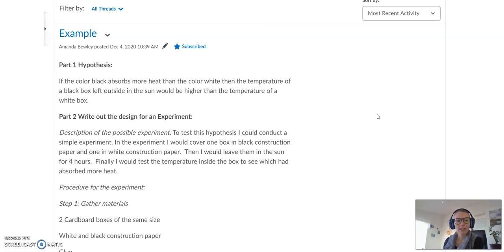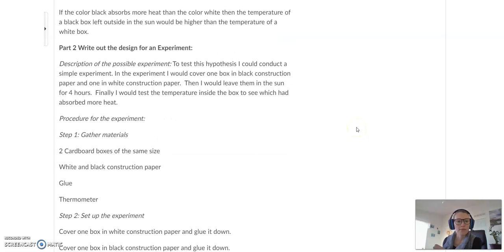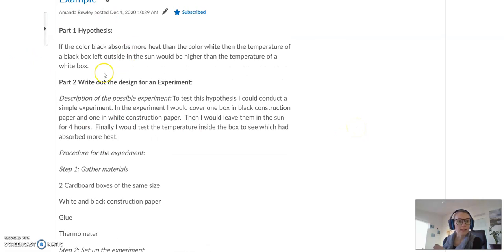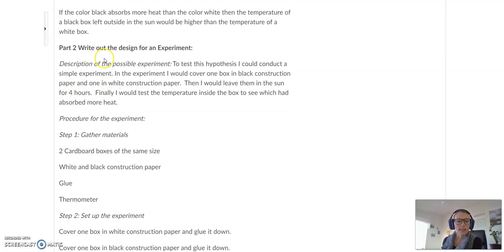So think of some different ideas about absorption, how heat is taken in versus how heat is reflected, and how you could test it. So that's an easy 5 points. That's your hypothesis. That's the first part of this discussion. The second part is to write out the design. So start out with a quick description, like I did here.